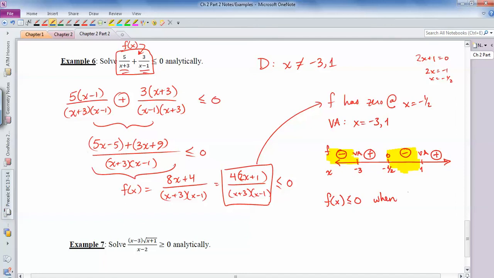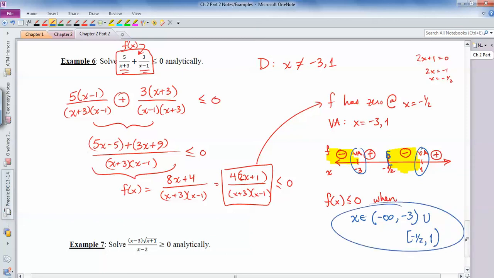That happens when x is in this range, or this domain, let's say, when it's in the interval from negative infinity up to negative 3. And you don't include the negative 3 because it's not a 0, it's actually undefined there. Union. And then I do include the negative a half because it is 0 right there. So negative a half up to 1, but I don't include the 1 because it's a vertical asymptote. It's not defined there. Okay, so here's the answer right there. Hope that helps. And then let's do example 7.